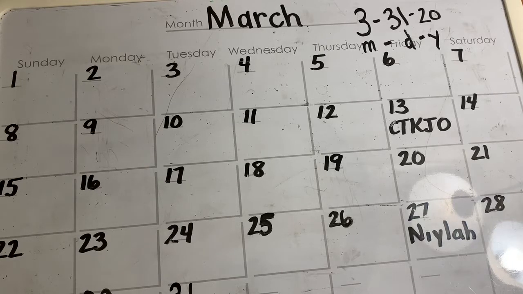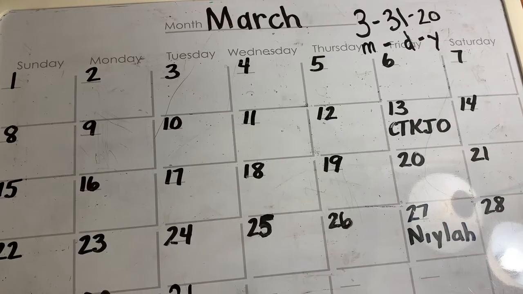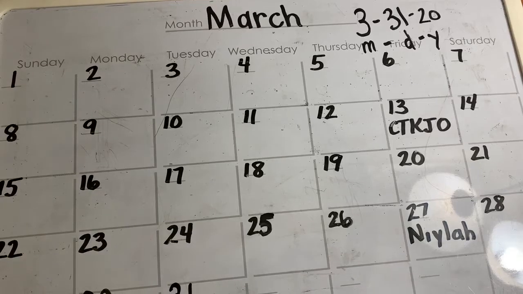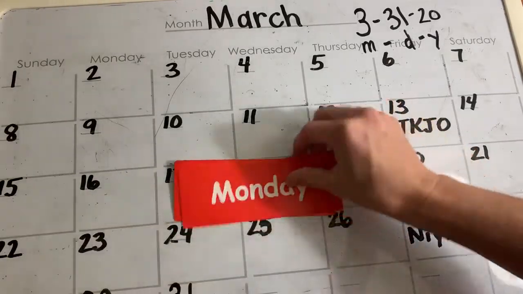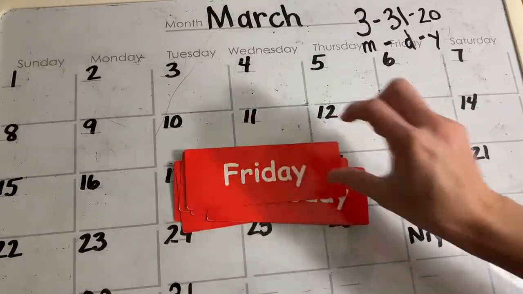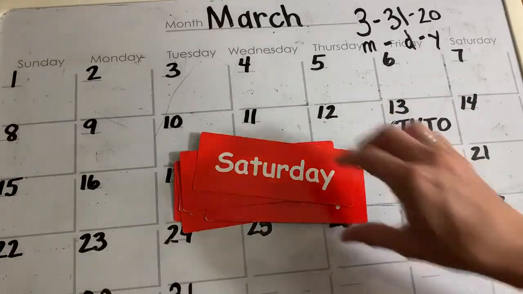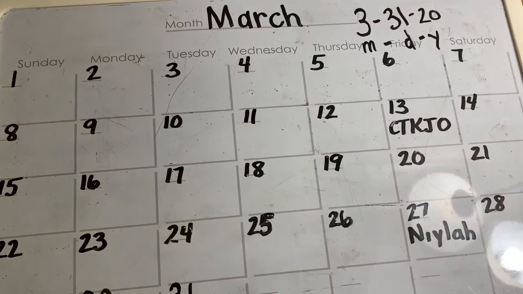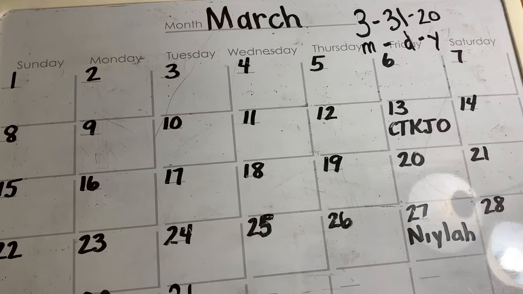Days of the week, days of the week, days of the week. There's Sunday and there's Monday, there's Tuesday and there's Wednesday, there's Thursday and there's Friday, and then there's Saturday. Days of the week, days of the week, days of the week.